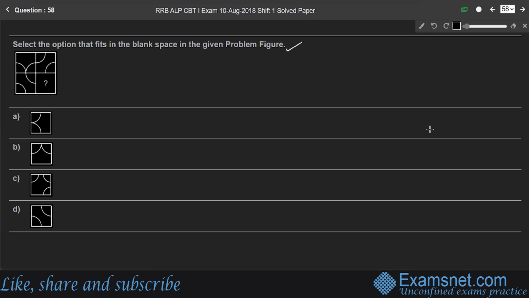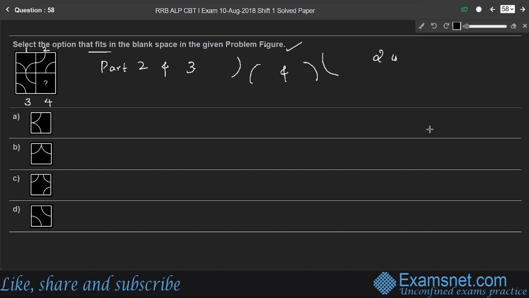Question number 58. Select the option that fits in the blank space in the given problem figure. The given figure has 4 parts, we just name them as 1, 2, 3, 4. So we'll relate part 2 and 3 to find the logic behind this. Part 2 is like this, and part 3 is like this. When part 2 is rotated through 90 degree in clockwise direction, we'll get part 3.